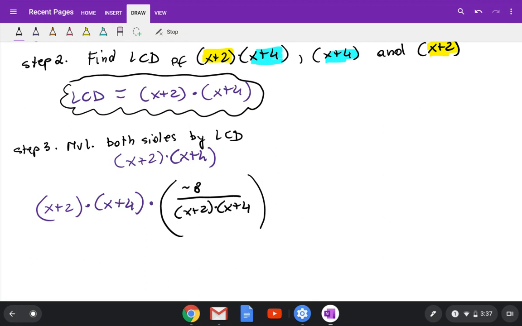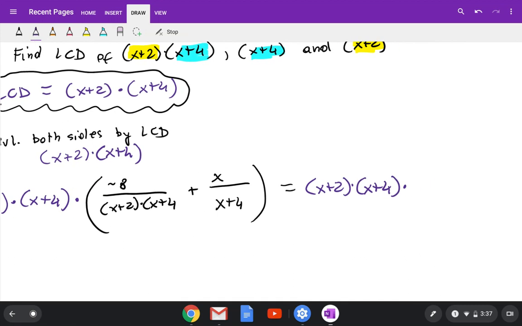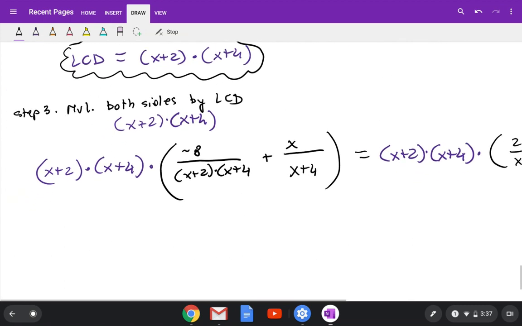Plus x over x plus 4. So in the parenthesis, it's the original left side of the equation, equal to the LCD, which is x plus 2 times x plus 4, times the original right side of the equation, which is 2 over x plus 2. Okay, so that's step 3. Step 4, of course, we're going to simplify and solve it.